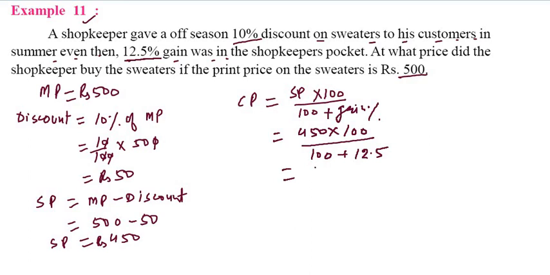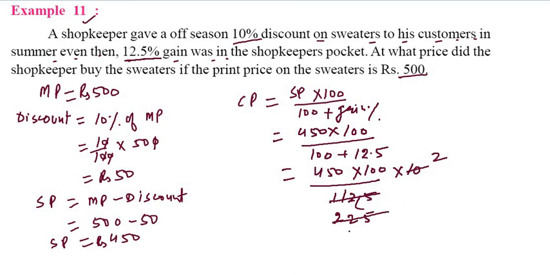So what will be upon? It is 450 into 100, and we can add here 112.5. So after removing the decimal, we can multiply by 10. So divided by 5. 5 twos are 10, 5 twos are 10, and 5 threes are 15. Once again 5 fours are 20 and 5 fives are 25. And here will be 5 twos are 10, 20.